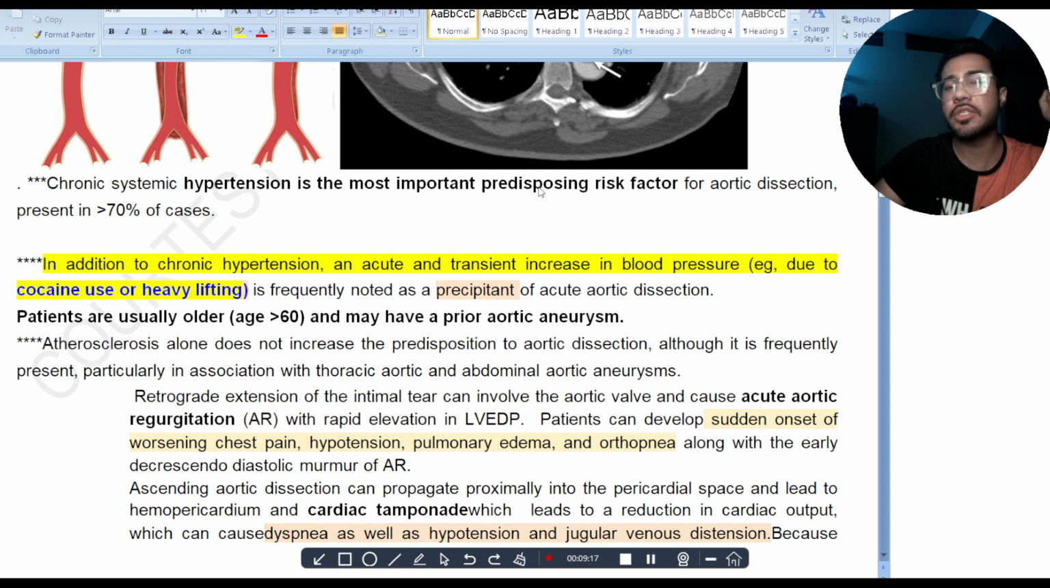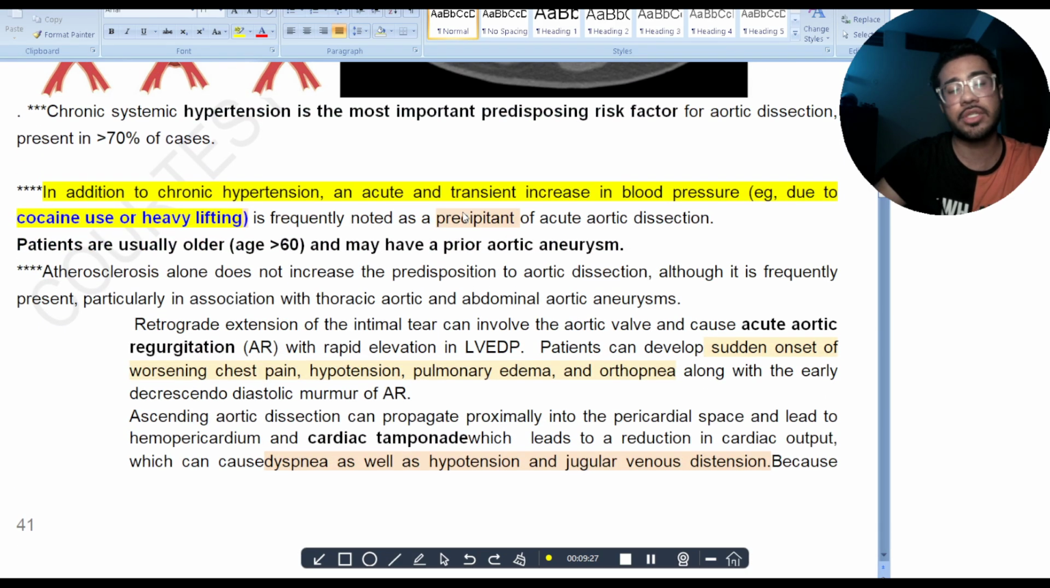Chronic systemic hypertension is the most important predisposing risk factor. Why? Because it weakens the blood vessel, and it's just a matter of time when they give up and the dissection starts to happen. In addition to chronic hypertension, acute or transient increase in blood pressure. What happens in cocaine use? It's the same. What happens when you lift really heavy? It happens the same. But usually this occurs when you have uncontrolled chronic hypertension. On top of this, you get acute rise, you get a dissection. Is frequently noted as a precipitant. Usually the weakening is ongoing, so these things can precipitate it, the cocaine and heavy lifting.